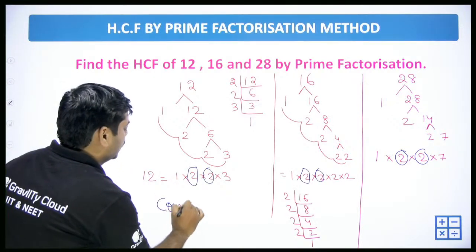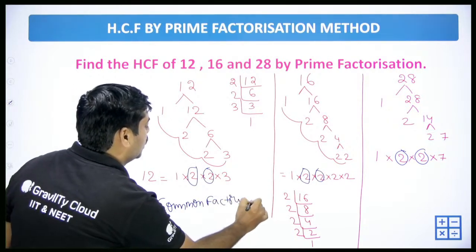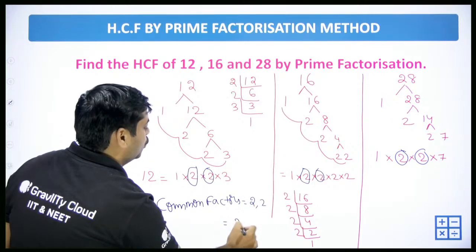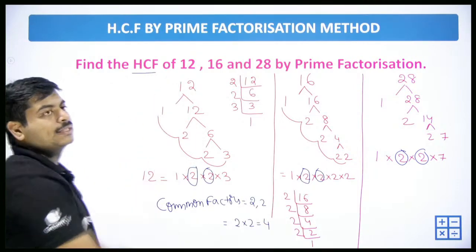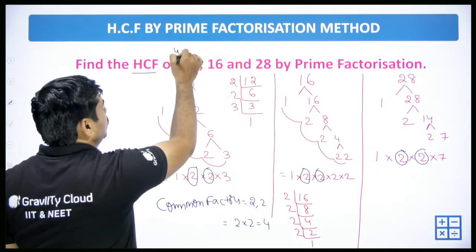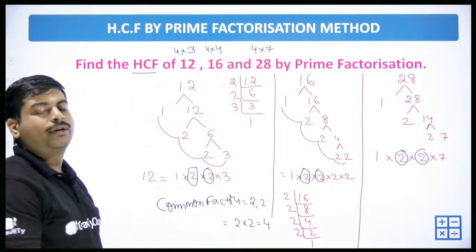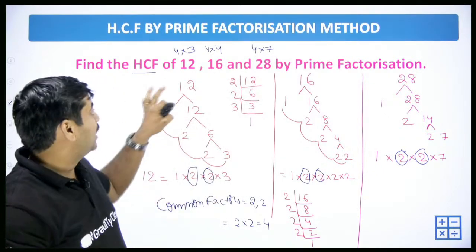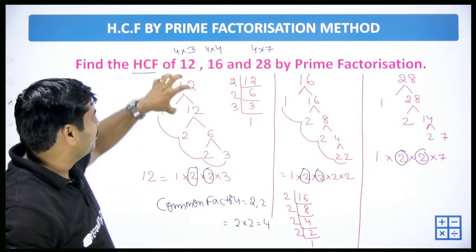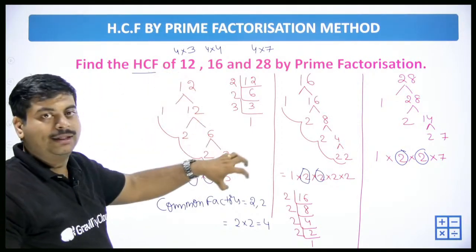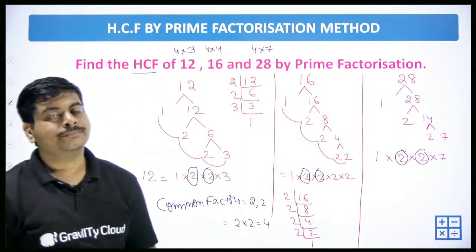So the common factors are 2 and 2. So 2 into 2, the number 4, is the highest common factor of all these numbers. 4 into 3 is 12, 4 into 4 is 16, 4 into 7 is 28. So this is how you can find the HCF using prime factorization. This method of writing is called a factor tree. Or you can simply divide, and also bring out all the factors.